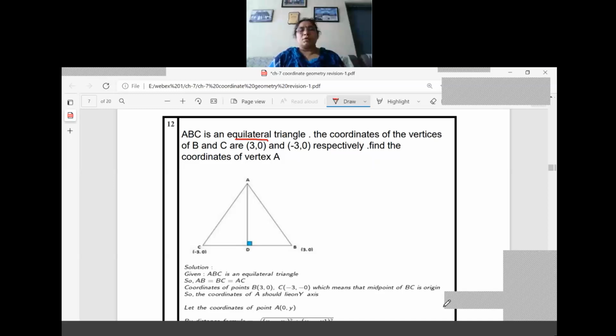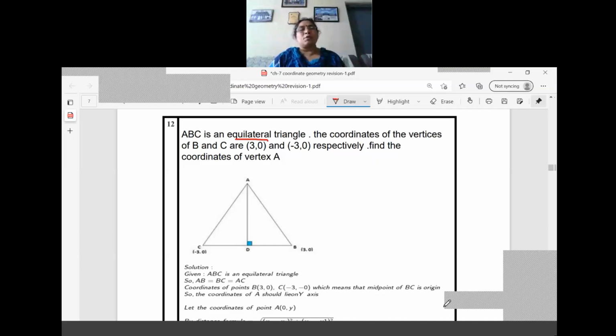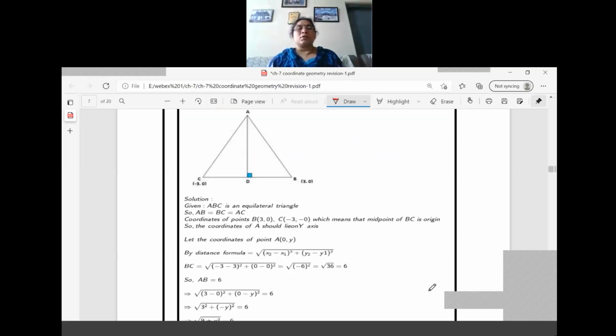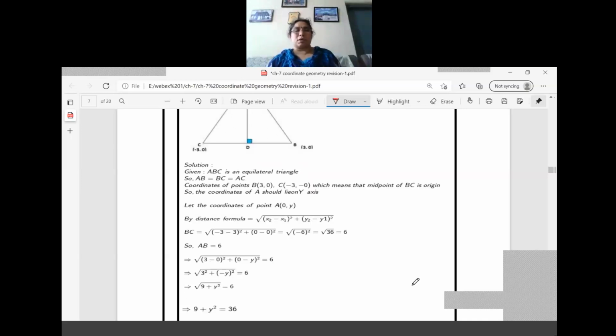So AB equals BC equals AC, that is definitely because it's an equilateral triangle. With the help of 3 comma 0 and minus 3 comma 0, we can calculate the distance BC also. And equilateral triangle means, as per the concept, median and altitude are equal there, so that also we can do. Any side you get, all three sides are equal, right? So here we have calculated with the formula BC equals 6, which means AB is also 6 as well as AC is also 6, right?